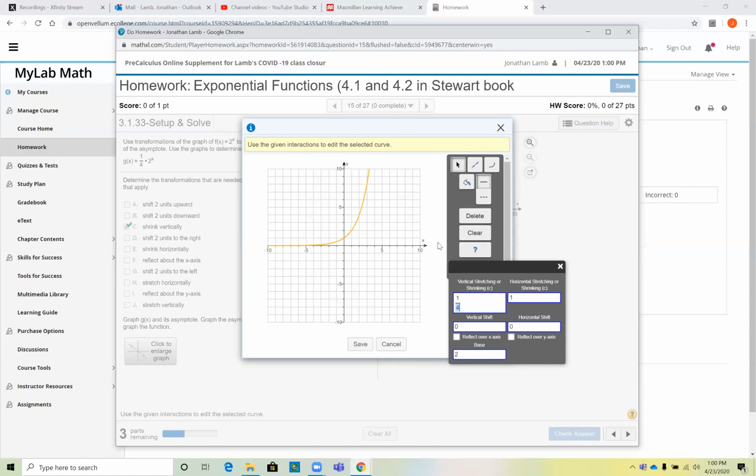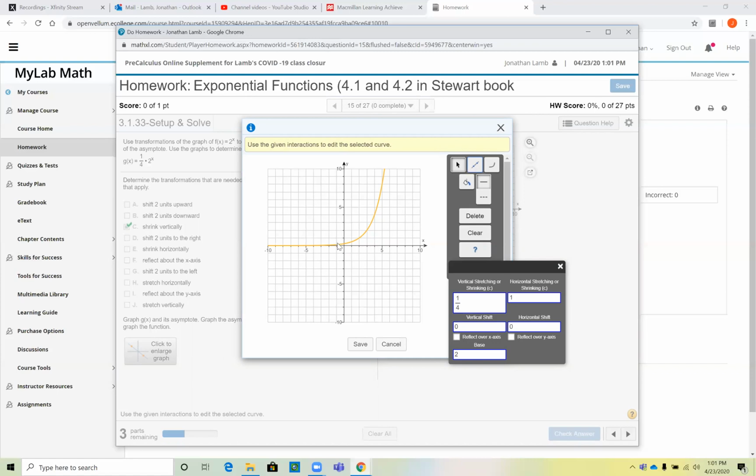But in this case, I've got my exponential function drawn in. It also asks you to graph its asymptote. Well, the asymptote is the graph of a line, so I'll go ahead and choose the line tool here. And as I chose that, it just graphed my exponential function. Of course, it's going to go through the y value of (0, 1/4) because of the vertical compression.